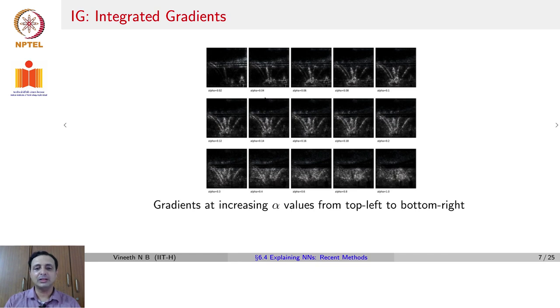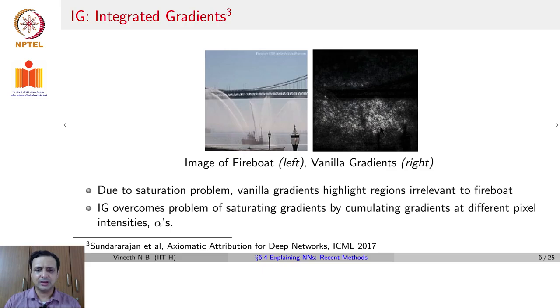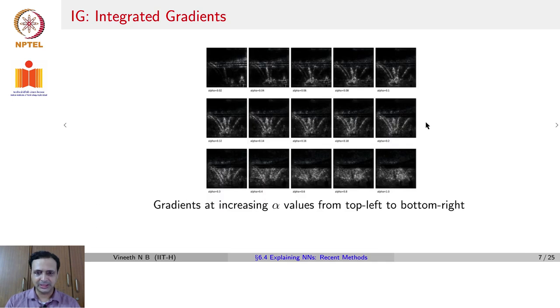Similarly, you can do alpha equal to 0.04, alpha equal to 0.06, and so on and so forth, and you get a different set of images. For each input image, you can compute your data gradient. And now you start seeing more structure, clearer structure in the data gradients. Why is this clearer structure? Because this is a fireboat, you would ideally want to localize the boat as well as all of these water streams, because that's part of the nature of the boat itself. And that's what you see on all of these gradients here.